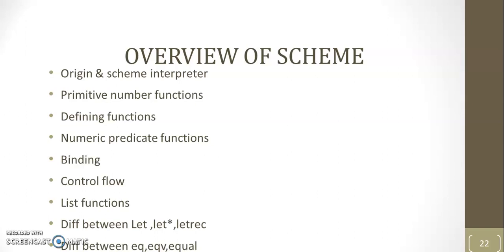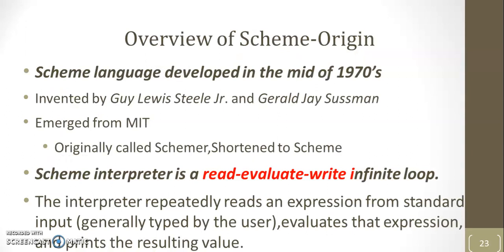Then the Scheme language, how it is being implemented in the Scheme language. We are going to see the implementation of Scheme language. So this much we will be learning in this Scheme language, and how it was developed. Who invented it? It was invented by Guy Lewis Steele and Gerald J. Sussman. Emerged from MIT, originally called Schemer, which was shortened to become Scheme.